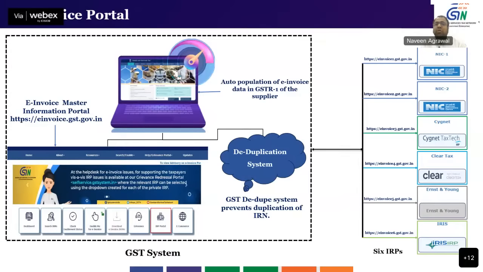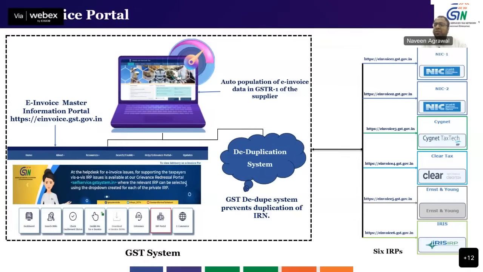Almost all of these portals provide different mechanisms for reporting invoices. There is an online tool, an offline tool, and a mobile app also. So you can use any of the mechanisms as per your volume. And all those taxpayers whose turnover is greater than 100 crore also have direct API access with the IRP portals. Once that invoice is reported on any of the IRPs, it comes to our dedupe system.